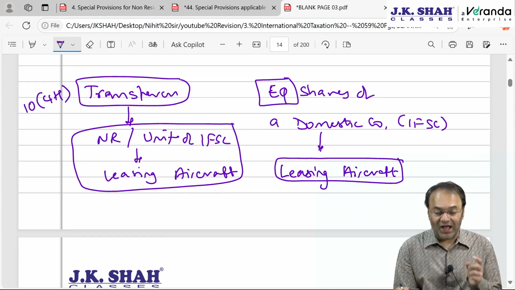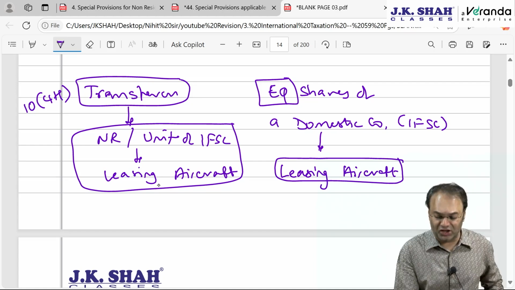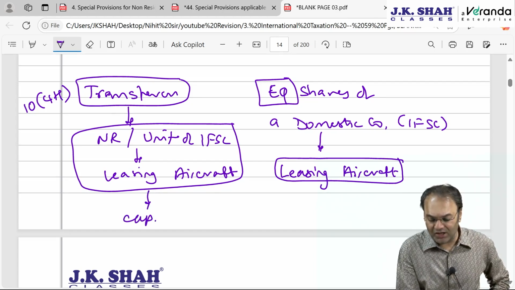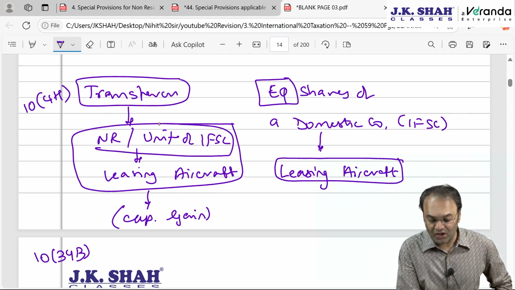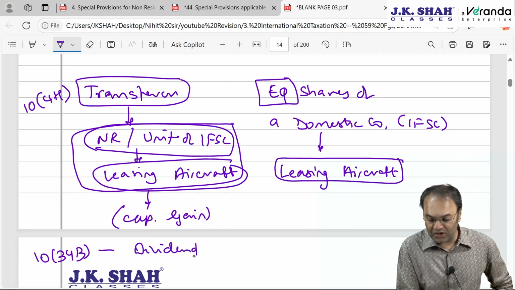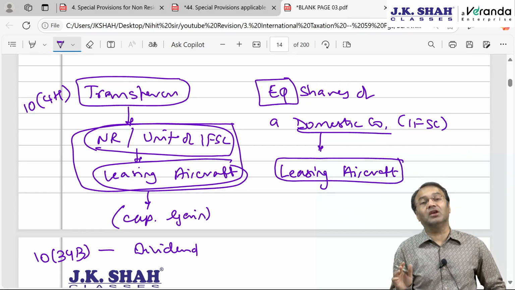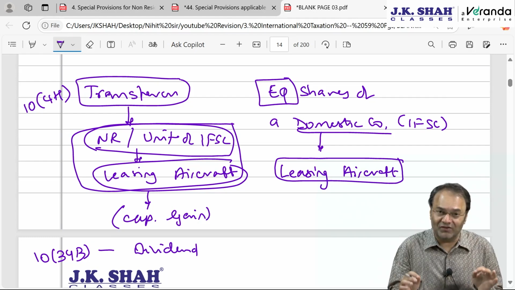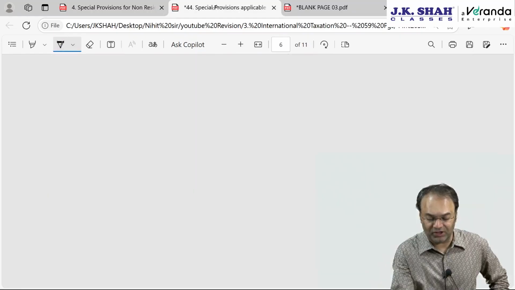10(4)(h) and exactly the same kind of exemption, everything remaining same, but the type of income gets changed. Here what is happening, which income is exempt? Capital gain, long term or short term, arising from transfer of such equity shares. And in 10(34)(b), which we will be discussing in some time, everything remaining same, this person which is engaged in the leasing of aircraft is earning dividend from the equity shares of a domestic company which is again engaged in the business of leasing aircraft. Okay, everything remaining same, one is on capital gain and another one is on a dividend from the same company. So just keep it in your mind.